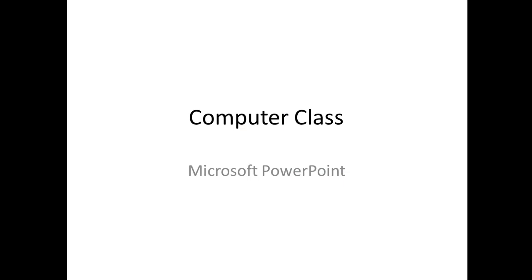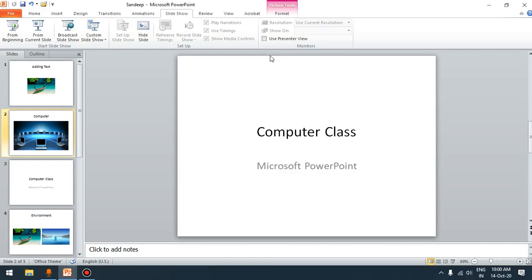If I press the right arrow key from the keyboard, we can see the next slide. If we want to end this slideshow in between, or even after the end of the presentation, we can press the escape key from the keyboard. Now we are able to see our presentation in the normal view. This is the normal view, where we have created the presentation.